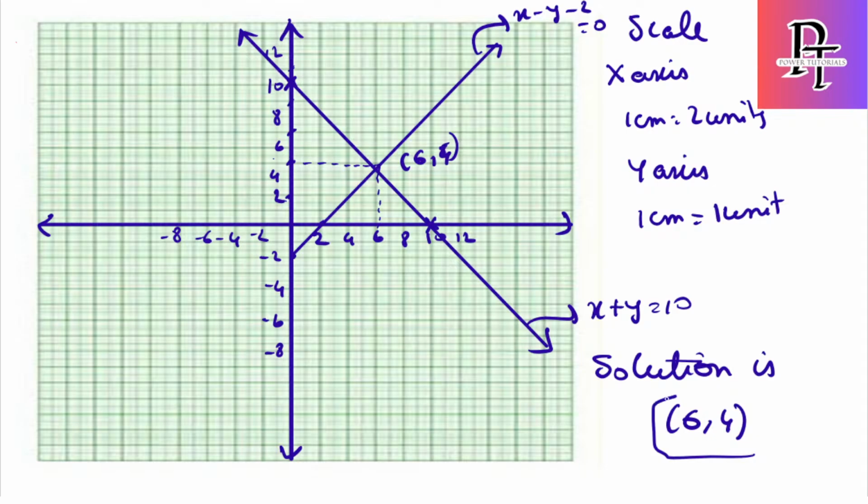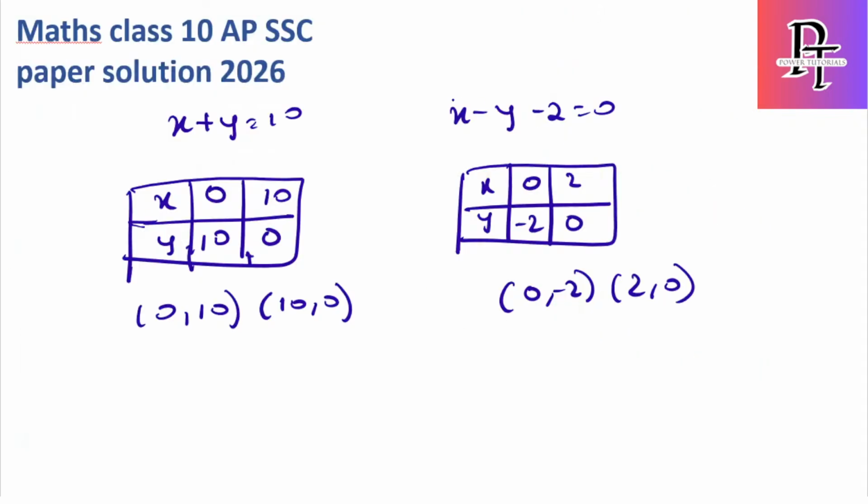Make sure to draw it properly, and you will definitely get the solution. Okay, I can also cross check by using the normal elimination method. I'll get 2x is equal to 12, so x is 6. x is 6, then y is 4, and 6 comma 4 should be the solution using the graphical method.